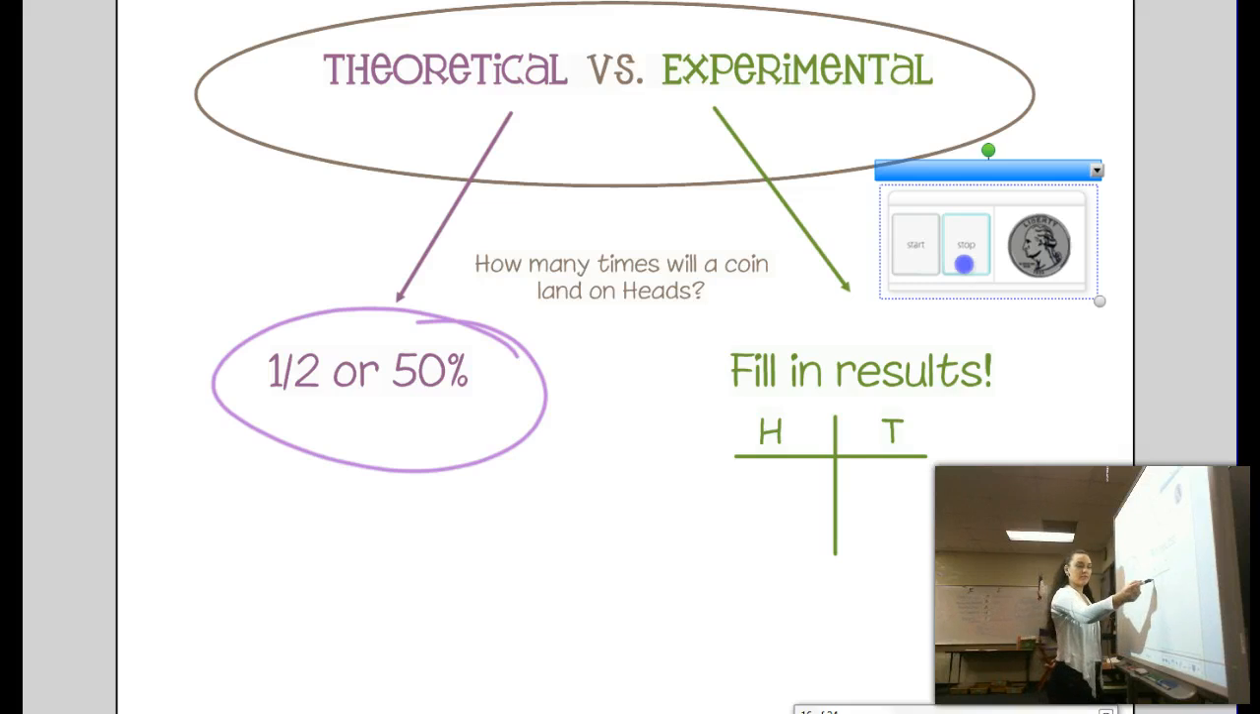Heads. Start. Heads. Oh my goodness. Julius, you want to do an experiment? Press start. It's going. Now press stop whenever you feel like it. Tails.